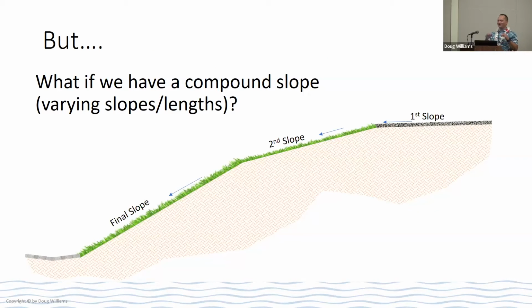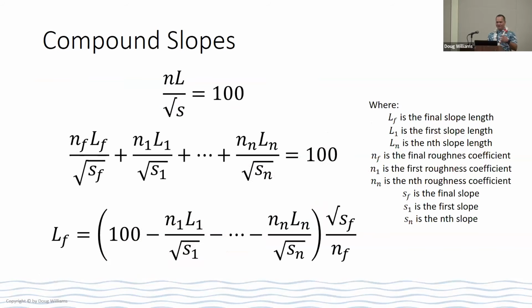So if we have a compound slope, different slopes, different surface treatments, how do we estimate where that's going to actually convert into or transition to concentrated flow? Well, I know it's a lot of variables and equations, and again, I will send it to all of you guys. So please don't think you need to memorize any of this after this presentation.